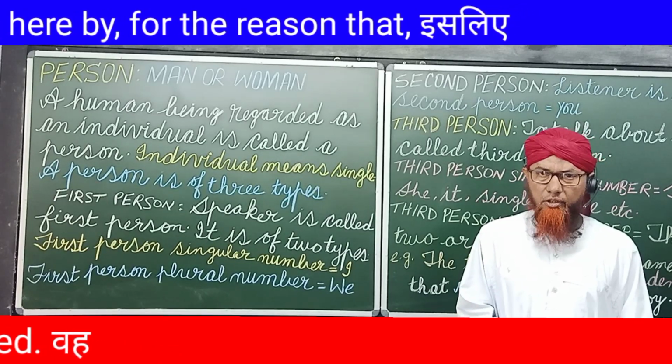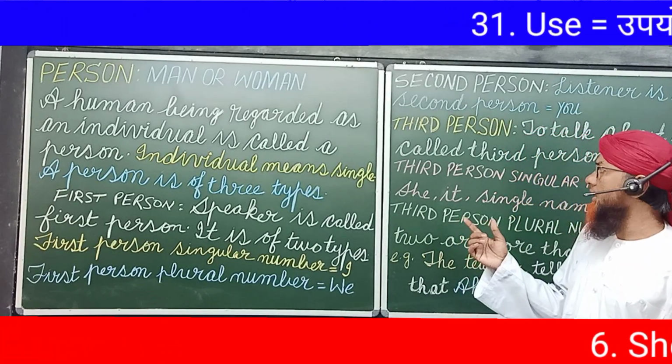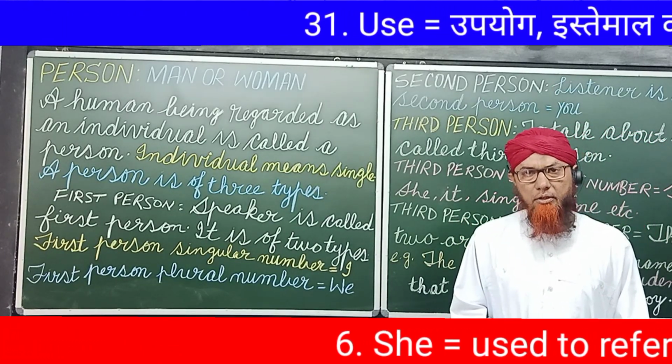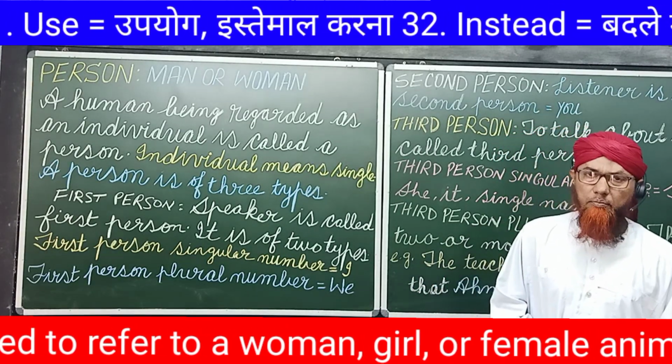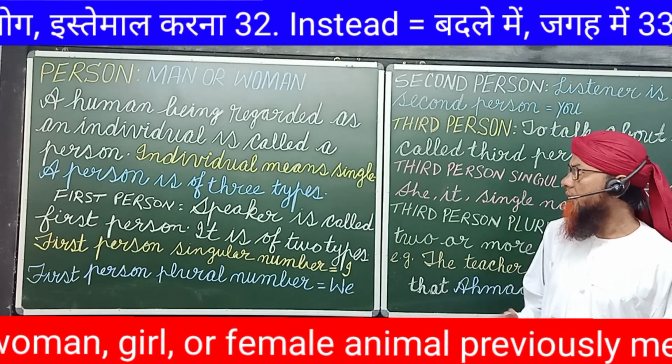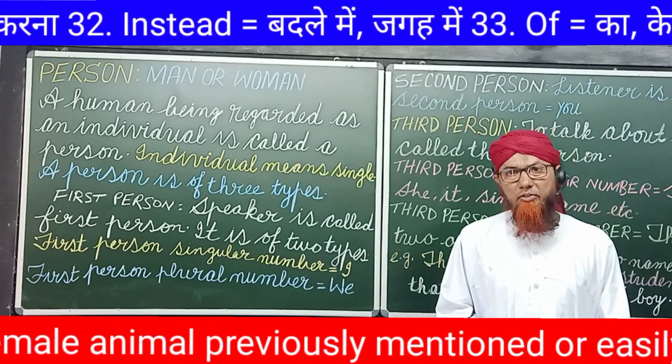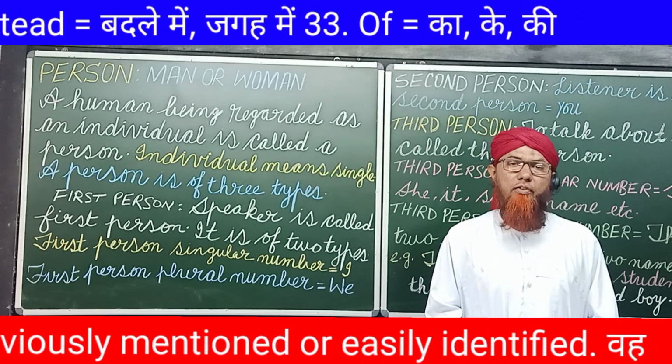Individual means single. A person is of three types: first person, second person and third person. First person, what is first person? Speaker is called first person.